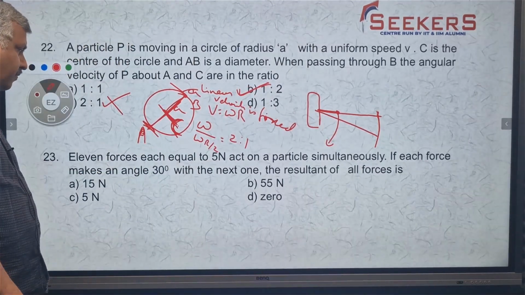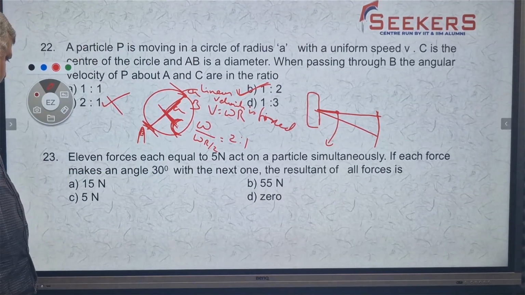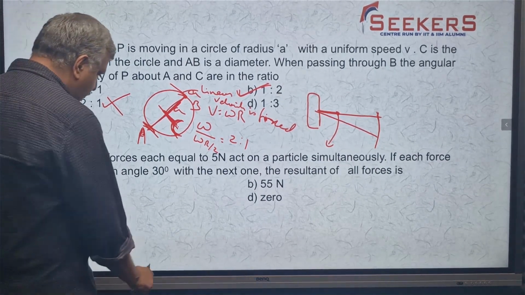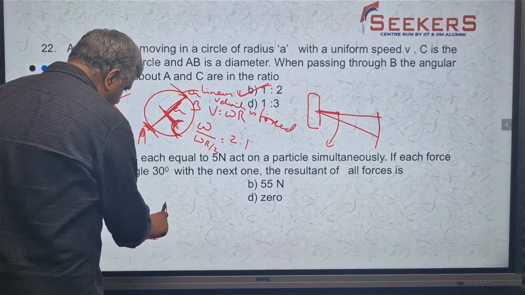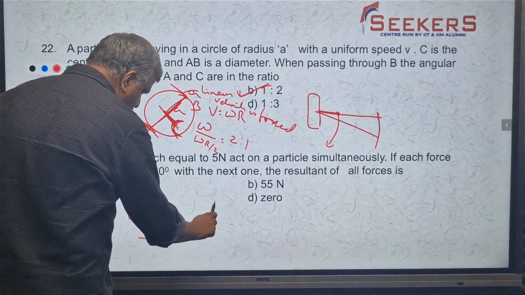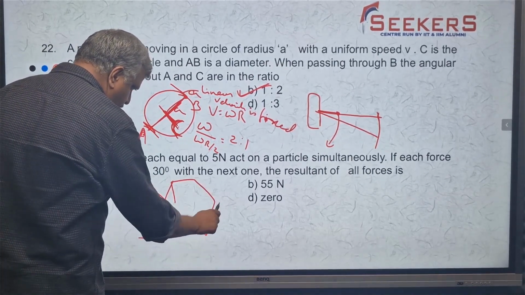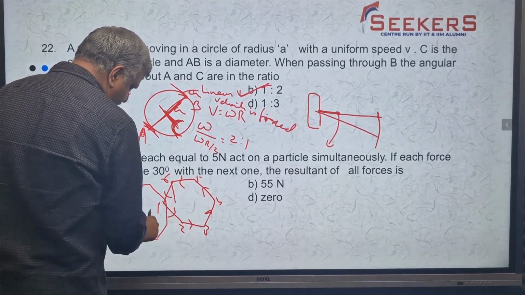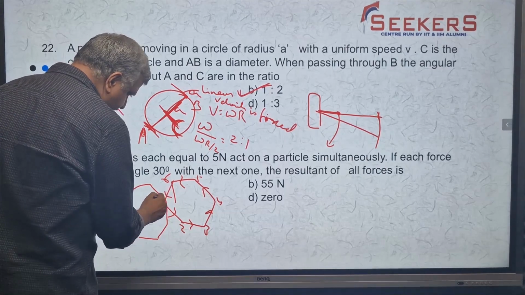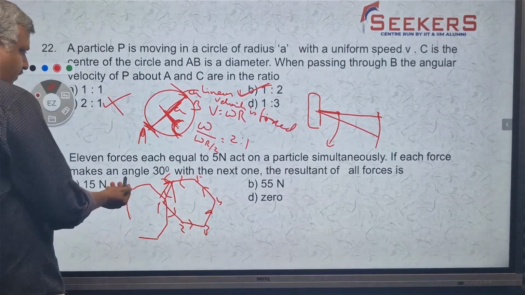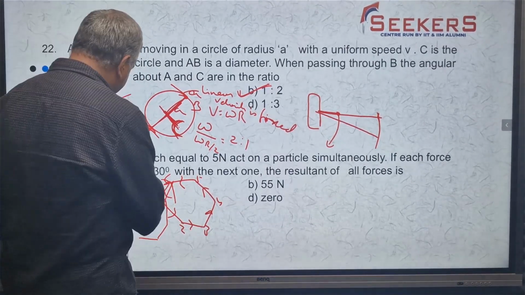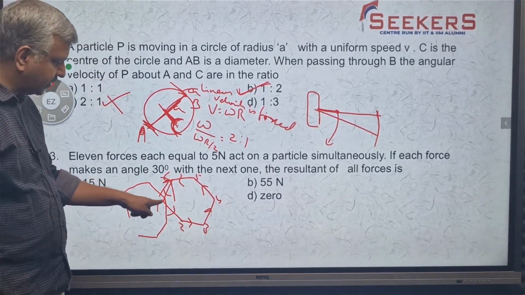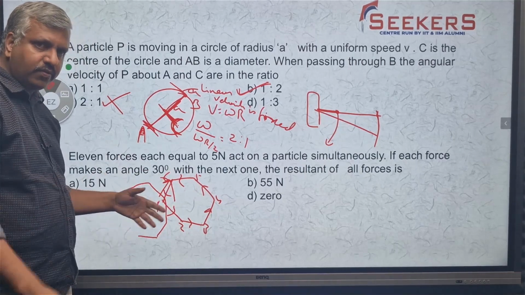11 forces each of 5 Newton act on a particle simultaneously. If each force makes an angle 30 degrees with the next one, then the resultant of all the forces. So I'm going to use the parallelogram law, but now there are 12 sides. Suppose there are 6 sides, 1, 2, 3, 4, 5 and 6. Suppose there were only 5 forces, the resultant would have been this force. So now 11 forces each equal to 5 Newton, at 30 degrees, it will be equal to the same 5 Newton. I hope you are able to understand. I drew it for 6. You can draw it for 12 and then check.